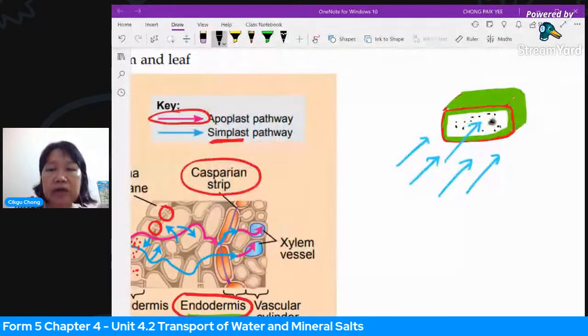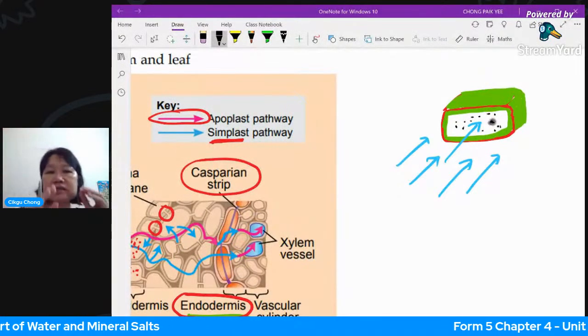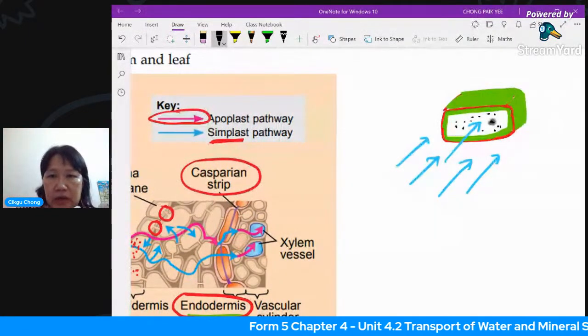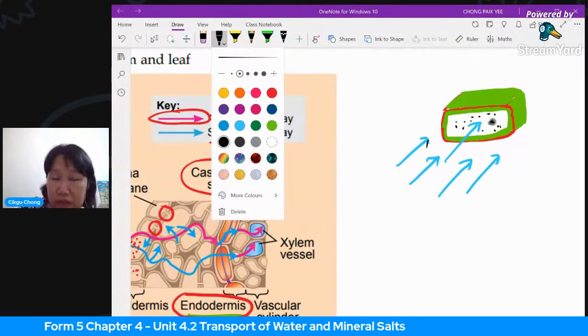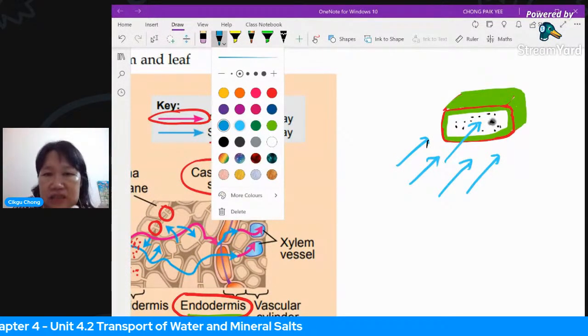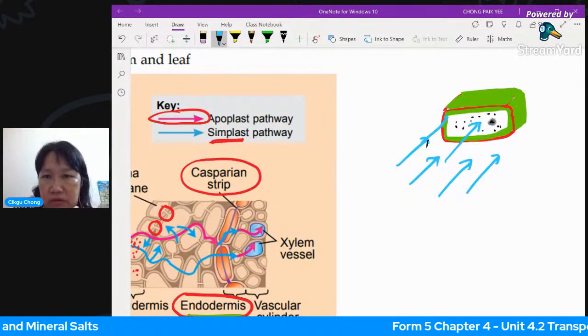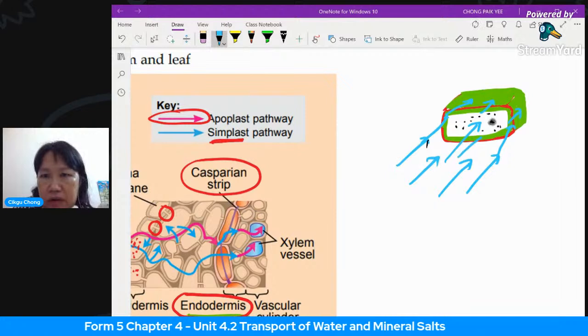This is called the what? This is the symplast. Now the second one is what? Apoplast. The water does not go through the cell, the cytoplasm, rather it passes here. It goes through the cell wall. It passes through the cell wall only.